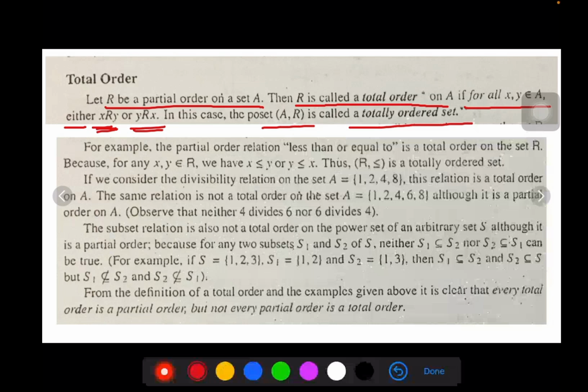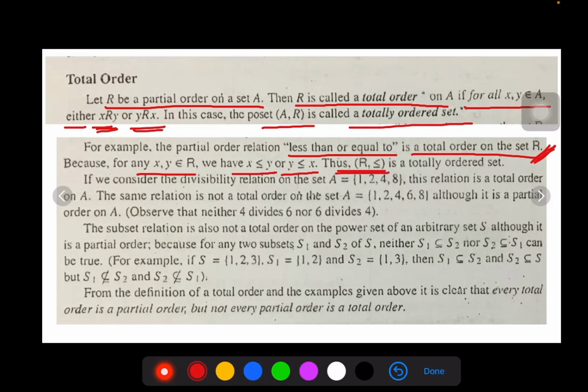We see the example now. The partial order relation less than or equal to on the set R is a total order on R. For all x, y belonging to R, we have x less than or equal to y, or y less than or equal to x. So you can call this a total order.